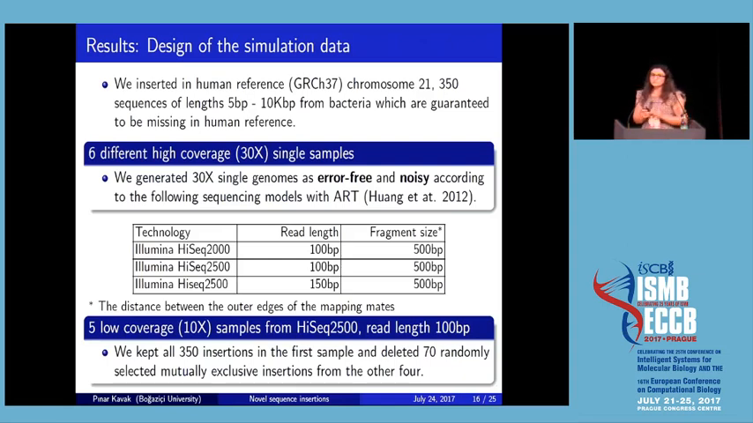Then we simulated 6 high-coverage single genomes, 3 error-free and 3 noisy, with these sequencing models and these read lengths with the ART simulator. We also generated 5 low-coverage, 10x genomes with the Illumina HiSeq 2500 100 base pair model. For these low-coverage genomes, we kept all 350 insertions in the first sample and deleted 70 randomly selected, mutually exclusive insertions from each of the other 4.